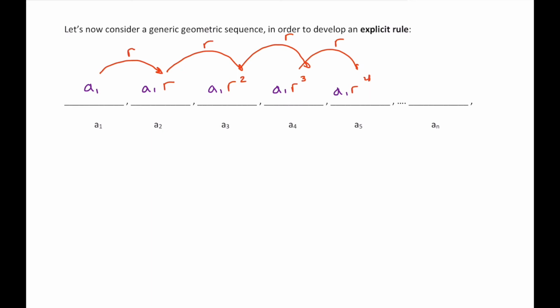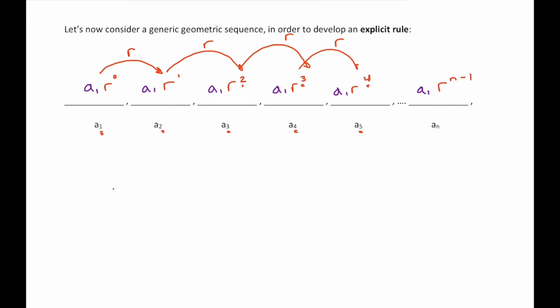Now, patterns are beautiful things. It doesn't matter which term you're looking at. They all seem to have that purple a1. They also seem to have an r. But what's the exponent on the r? For the fifth term, I raised it to the 4th power. For the fourth term, the 3rd power. The third term, the 2nd power. The second term, the 1st power. And for the first term, it was the 0th power. The exponent on r is always 1 less than the term number. So for the nth term, the exponent on the r would be n subtract 1.